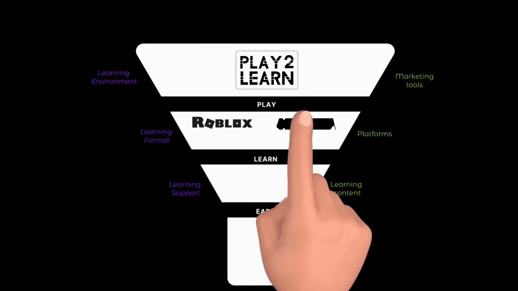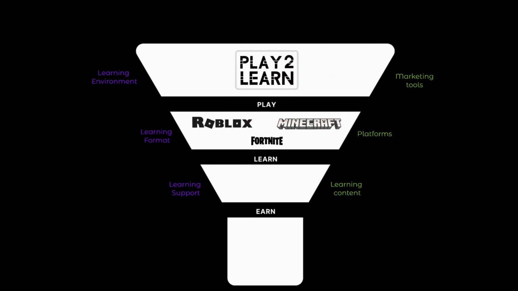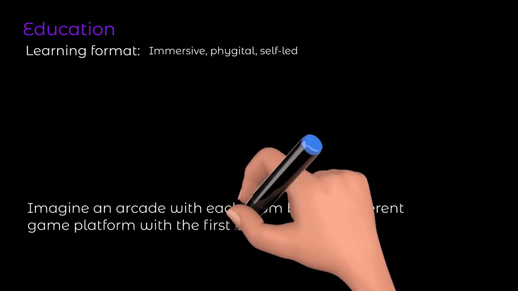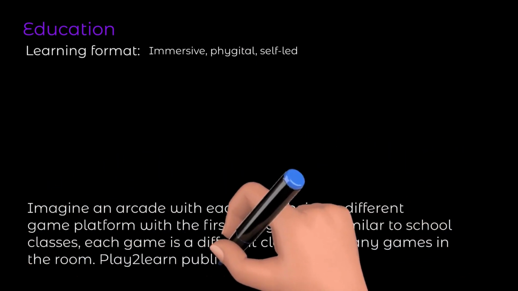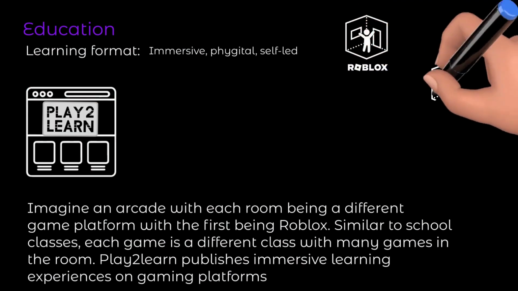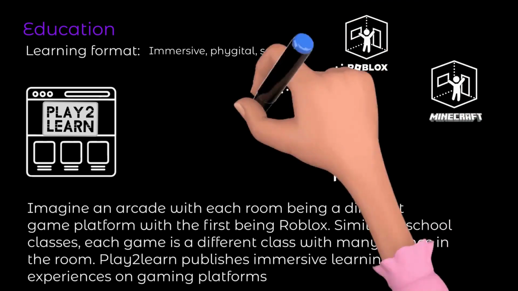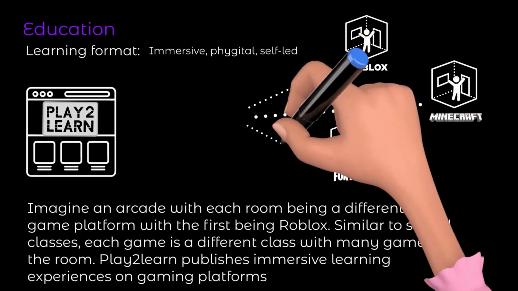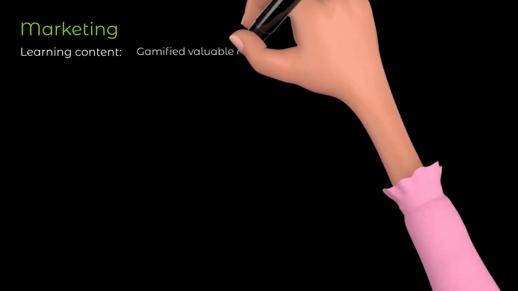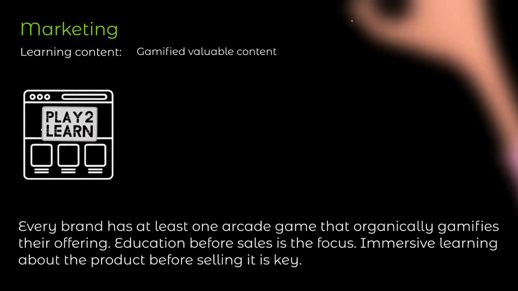Learning formats and platforms are actually the same platforms that brands should be marketing on. Imagine an arcade with each room being a different game platform, with the first being Roblox. Similar to school classes, each game is a different class with many games in the room. Play to Learn publishes immersive learning experiences on gaming platforms. Every brand has at least one arcade game that organically gamifies their offering.